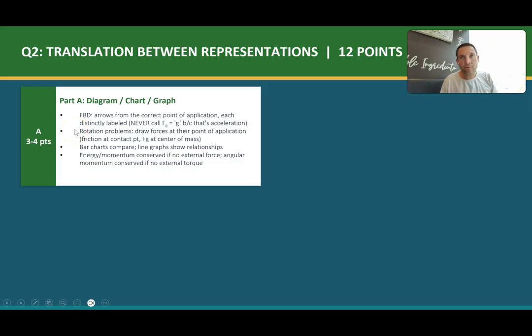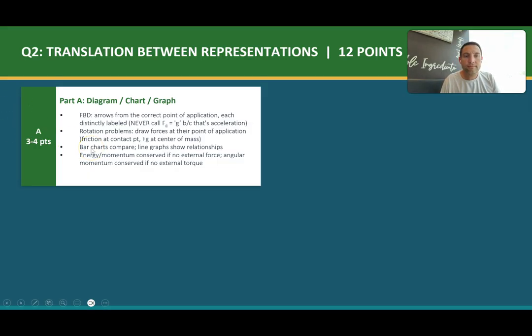Maybe you're having to draw the forces where they're acting on a diagram, because it's going to be a rotation problem. If the problem says it's a rigid body, that means the object is not changing shape as it moves, so it's probably a rotation problem. So draw your forces at the point where they're applied. For instance, friction is at your contact point between the two surfaces. The weight force is always going to act from the center of mass.